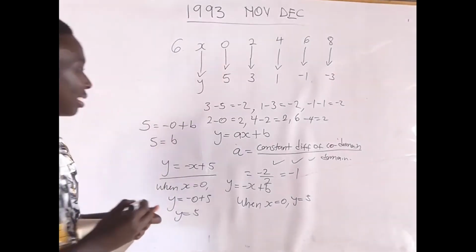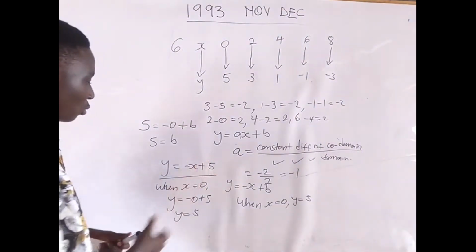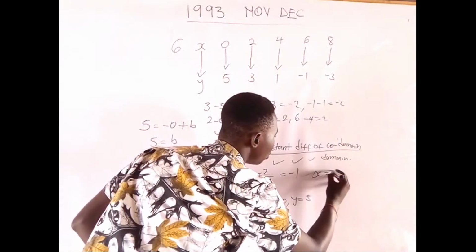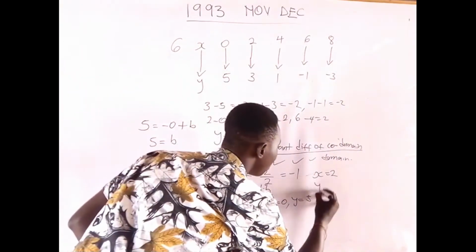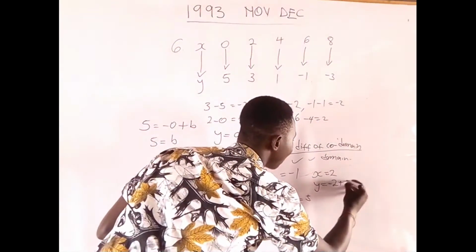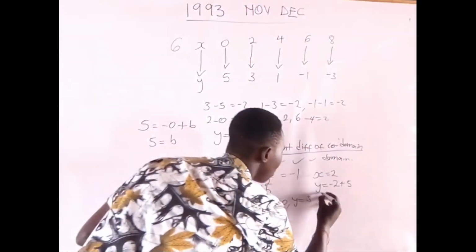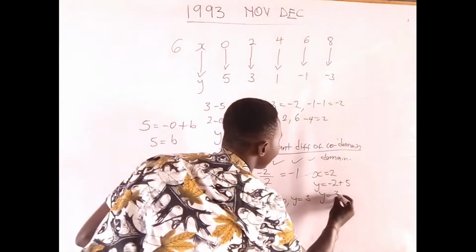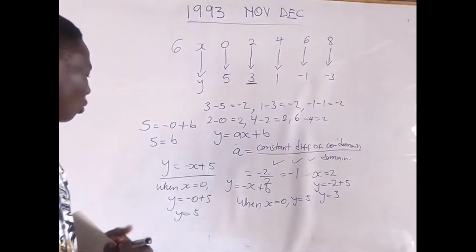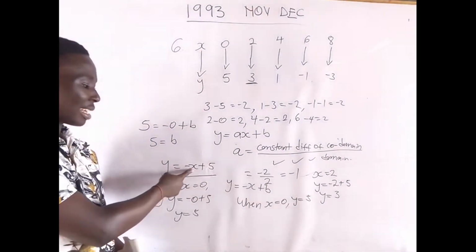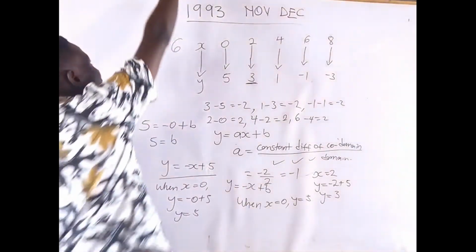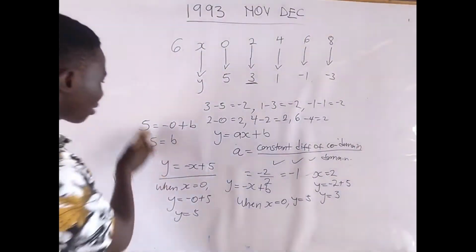0, 5. Let's take that of 2. So when x is equal to 2, y will be equal to minus 2 plus 5. So y is equal to 3, which is the same as what is over here. So y is equal to minus x plus 5 is indeed the rule for the mapping. So let's move on to another question.